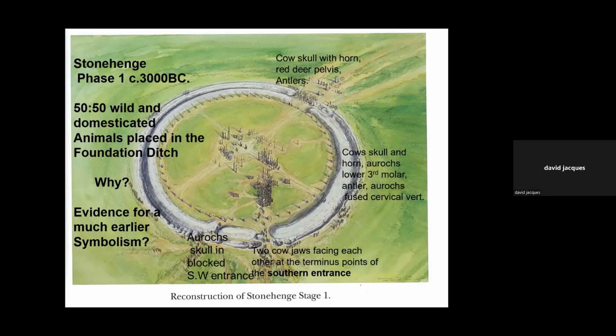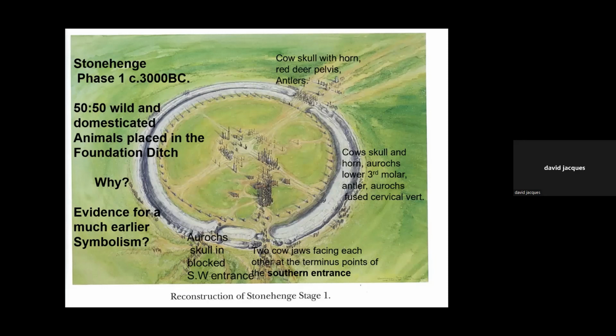Phase 1 is 3,000 BC. We all know that. But what people haven't done, again, is look at the animals. I've really been interested in the animals that were placed in the foundation ditch, which is the earliest part of Stonehenge. And I'm wondering, rather than just describing the animals in there, whether we should be thinking about the symbolism. So, for example, there's an Auroch skull in the southwestern entrance.